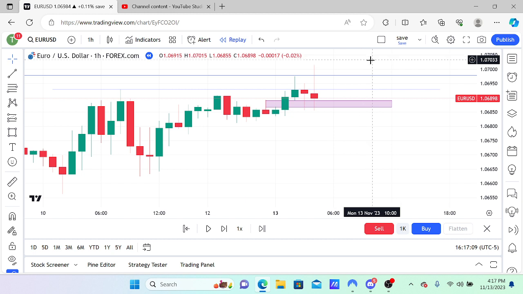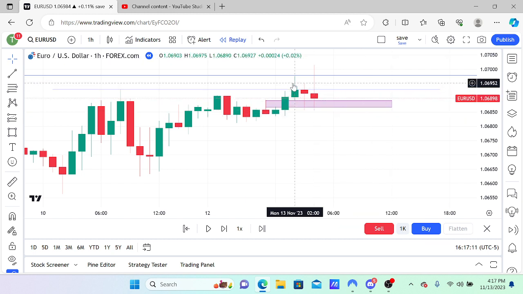And look up above. Notice on this first push right here that you saw in London session, see how it just barely missed that 0.0 institutional price level? And for those of you that don't know what institutional price levels are, I'm going to leave a link in the video description to my video on ICT institutional price levels.